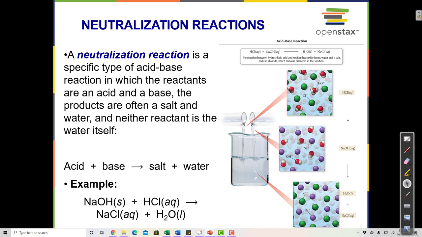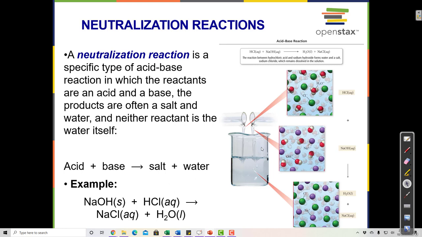So this is an acid, it's like water with too many H's. This is a base, it's like water with too few H's. So when an acid with too many and a base with too few run into each other, then they can equal out, they can neutralize, and they can make water.